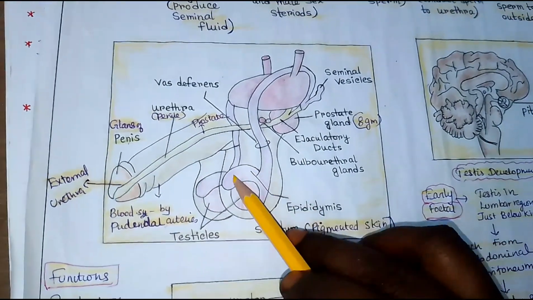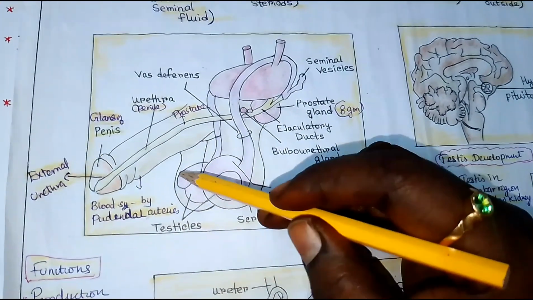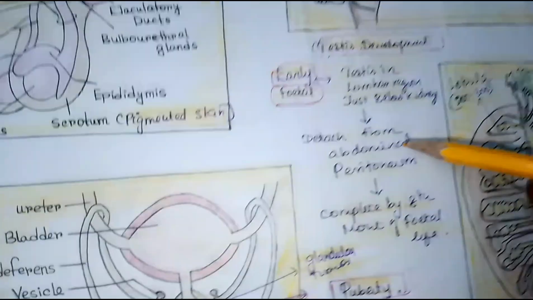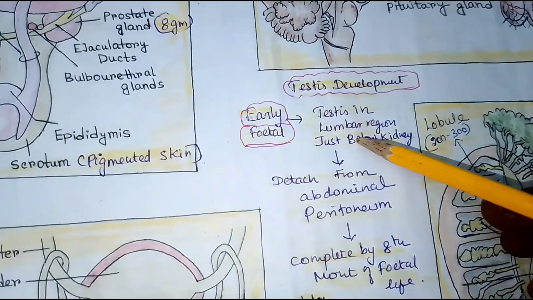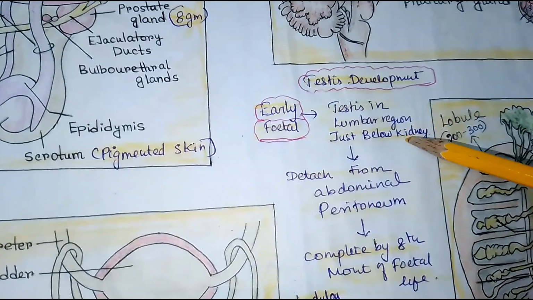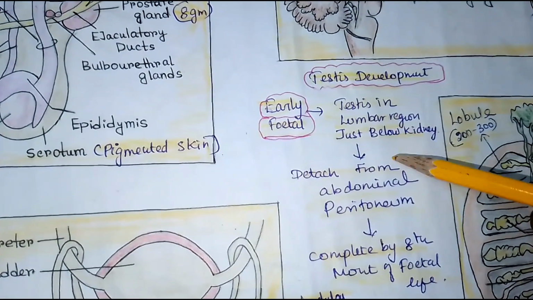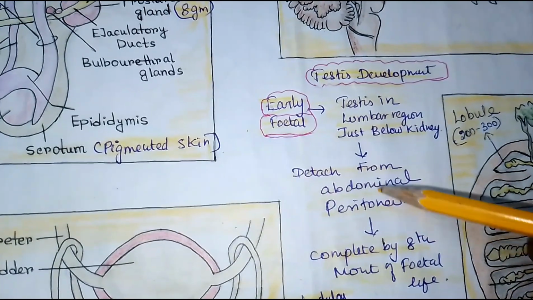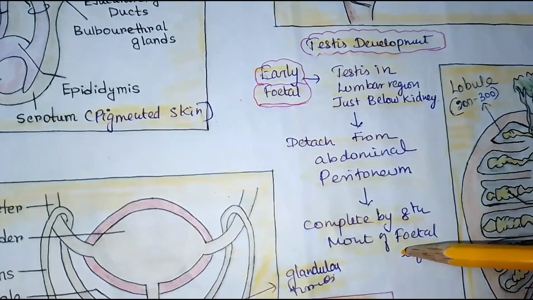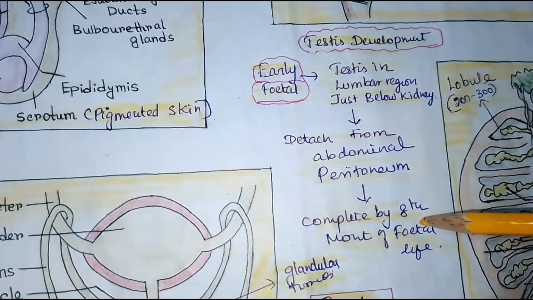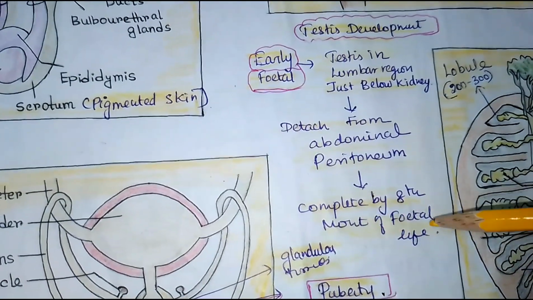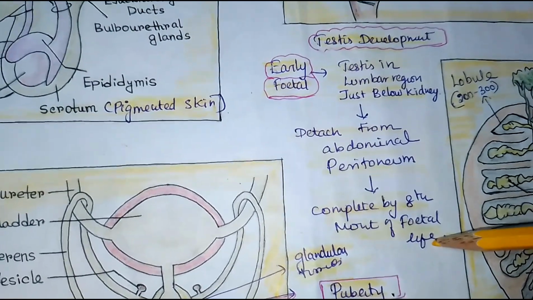Are you understanding? This is called the sexual organ of the male. When it develops in intrauterine life, the testis develops early in the lumbar region, just below the kidneys. Then it detaches from the abdominal peritoneum and descends downwards. It is completely developed and descended by the eighth month of fetal life. Are you understanding?